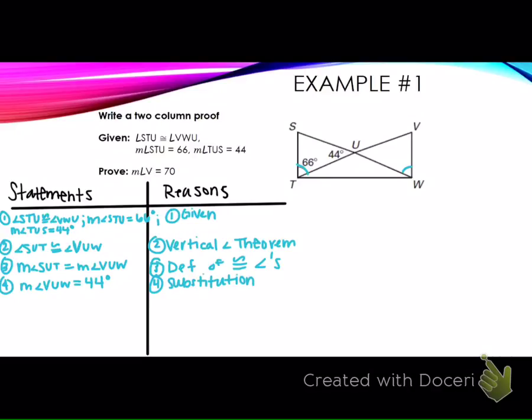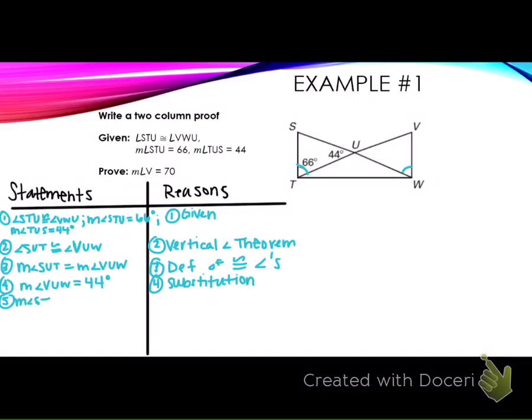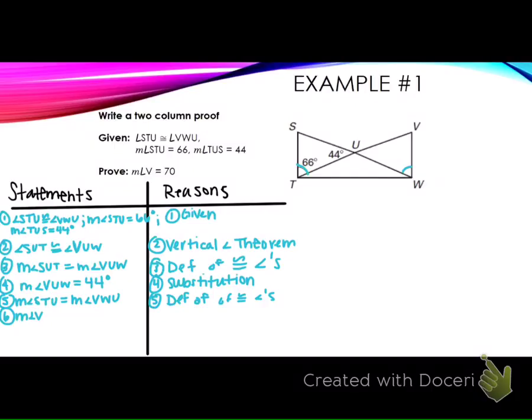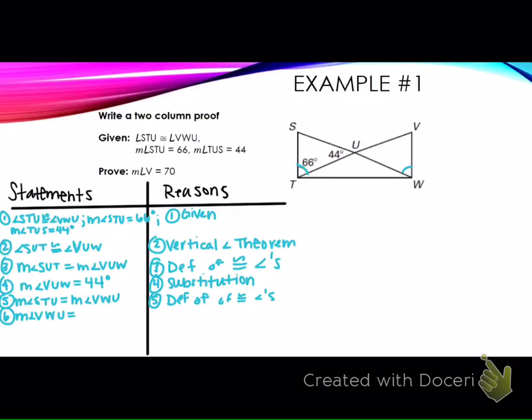What is the measure of VUW? Or how do they have it? VWU. What does that measure? What is it, Devin? 66, because it's the same as STU, right? Isn't that what we have here? So we're going to also say that the measure of angle STU equals the measure of VWU. That's definition of congruence. And since those two are the same, we can say that the measure of angle VWU equals 66 degrees.